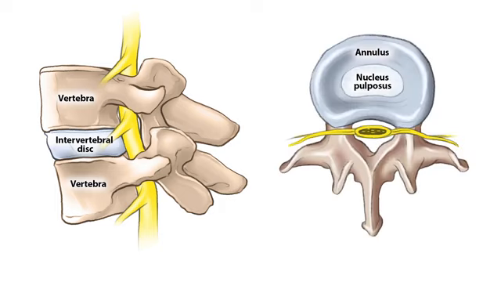The outer portion of the disc is called the annulus fibrosus. Annulus means ring. This is basically a ring of tough fibrocartilage that contains a lot of strong type 1 collagen and also type 2 collagen. And then the center of the disc is called the nucleus pulposus, which is much softer and more gel-like for maximum cushioning and shock absorption.